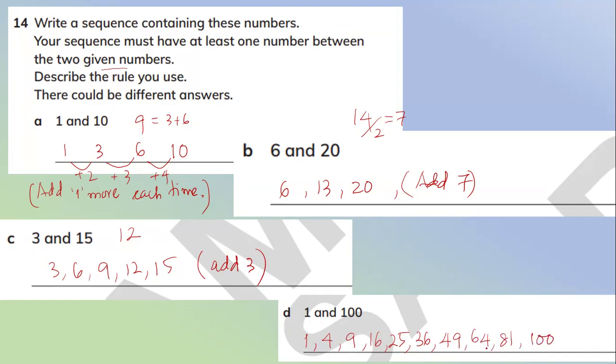So our term to term is, let me write here, multiply each number by itself. So we are square numbers. Okay.